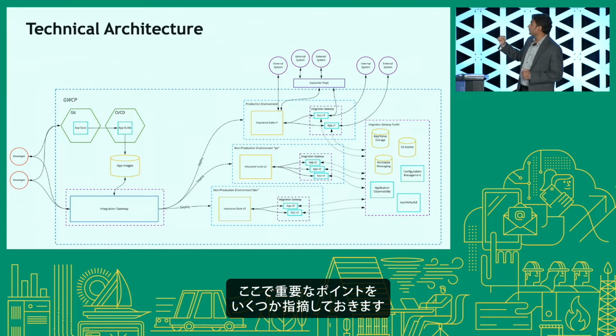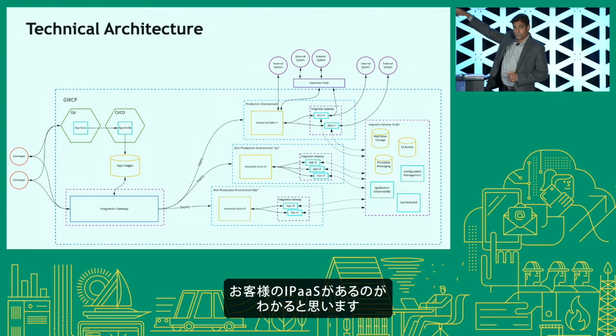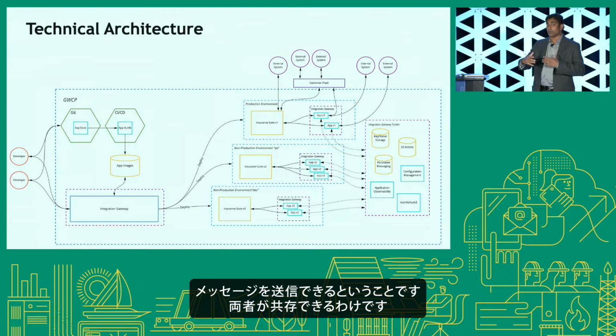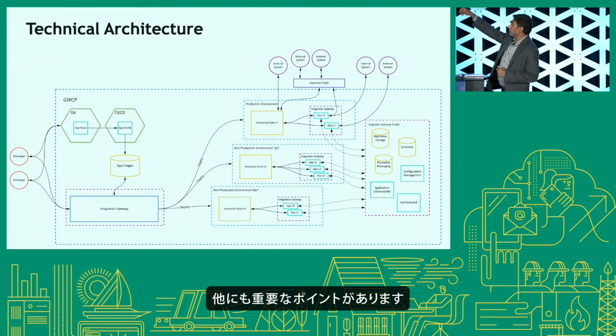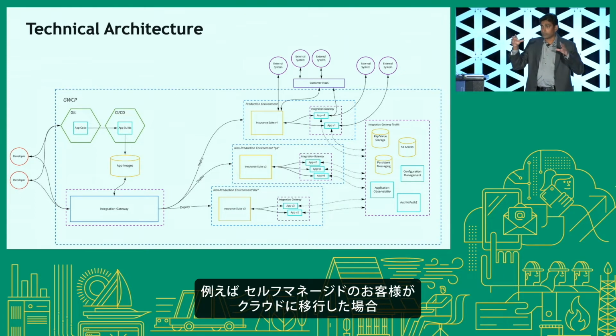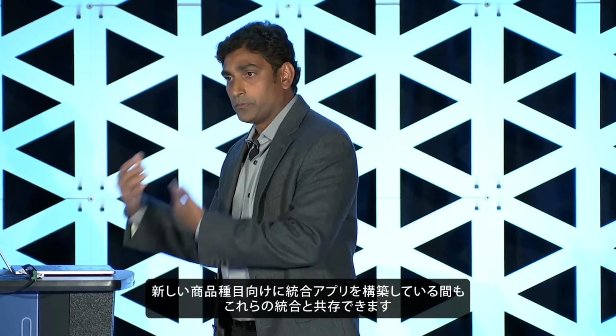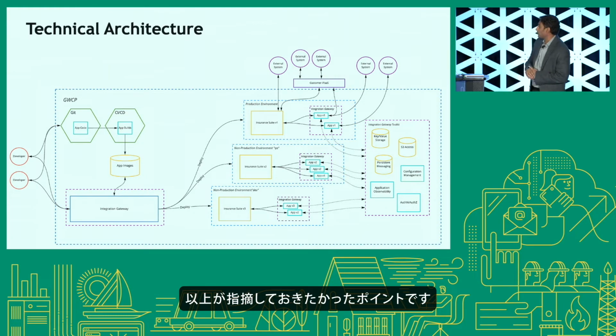There are a couple of key points I want to make with this. As you can see, there's a customer iPaaS. This means the integration gateway can work with the customer iPaaS, for example by sending in a message. The idea is to coexist with it. The other key point is that if you're a self-managed customer today and you move to cloud, you might already have tons of integrations. Those can coexist while you build integration apps for the new business lines.